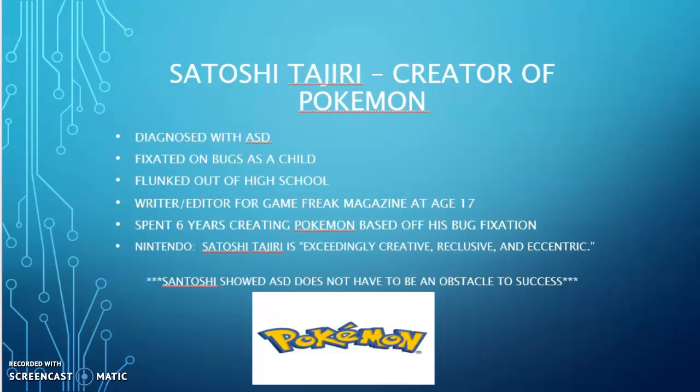And this catapulted him into being able to take his fixation on bugs and create animated creatures, which in turn created his game Pokemon. He spent 6 years creating Pokemon based off of this fixation, presented it to Nintendo, and Nintendo has sold this Pokemon game in every nation. They stated that Satoshi is exceedingly creative, reclusive, and eccentric, all of which tend to be characteristics of somebody with high-functioning ASD. Truly, Satoshi shows that ASD does not have to be an obstacle to success.